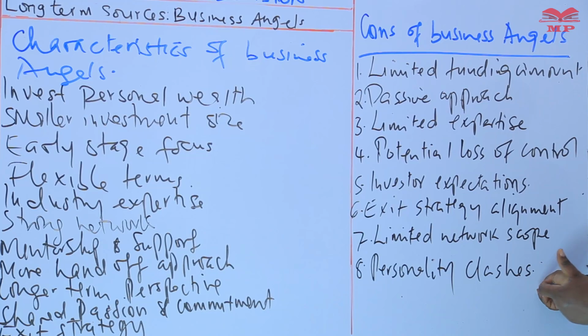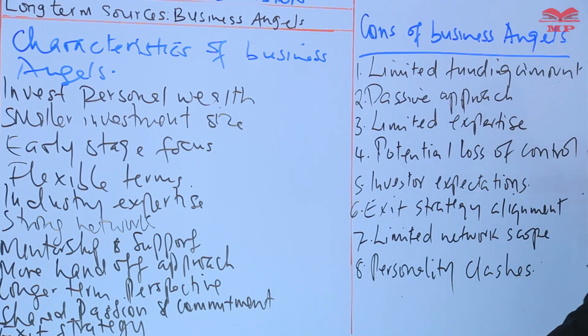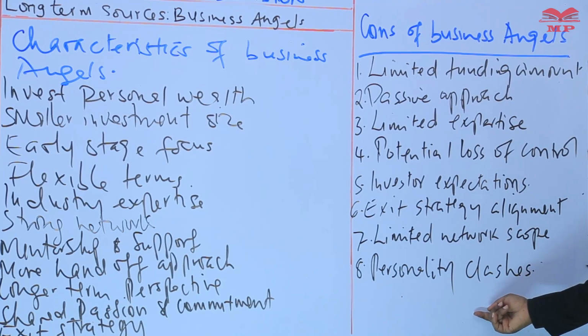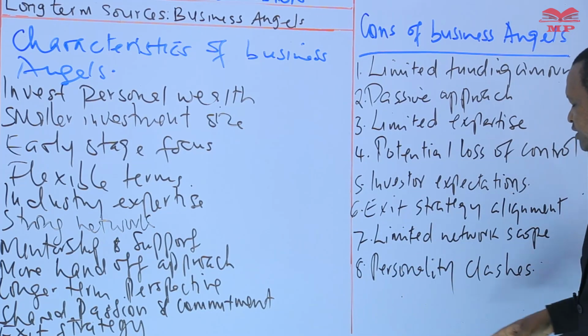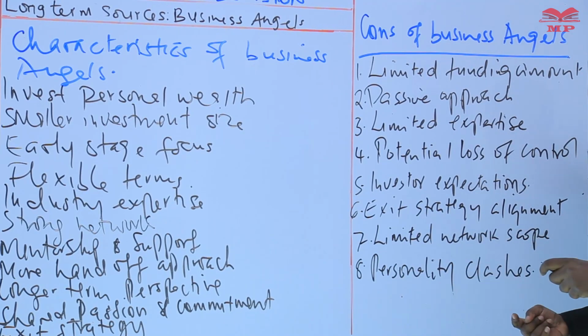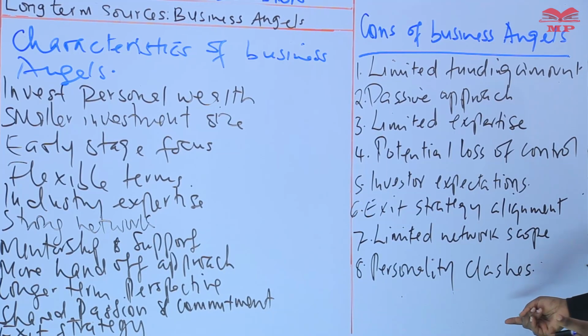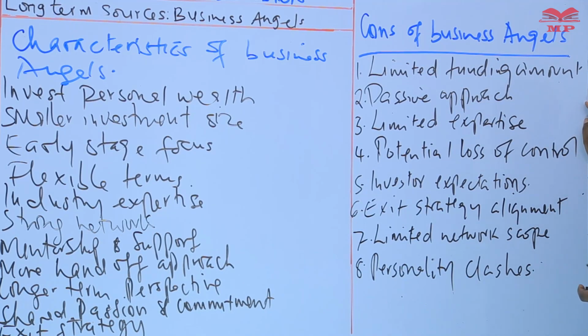Now, there is compatibility that is needed, that is, compatibility and shared values between founders and business angels. That compatibility between the two is very crucial for a successful partnership. Do you understand? Compatibility and shared values. Where there is no compatibility and shared values, that may lead to personality clashes. There could be potential personality clashes or differing management styles that could hinder communication and hinder decision making, and that may be a disadvantage of business angels as a long-term source of finance.